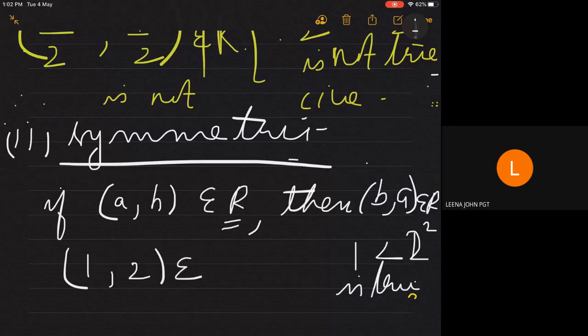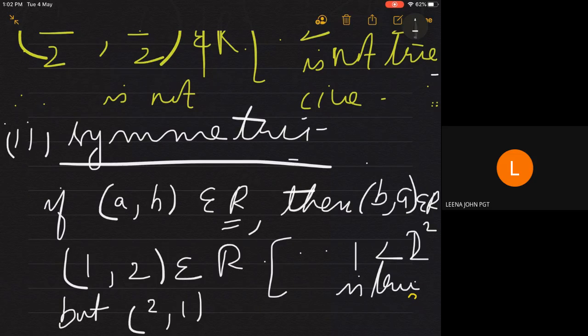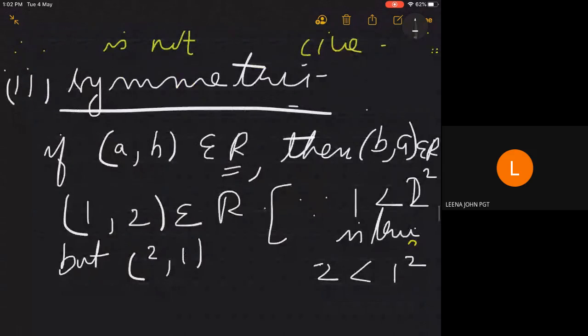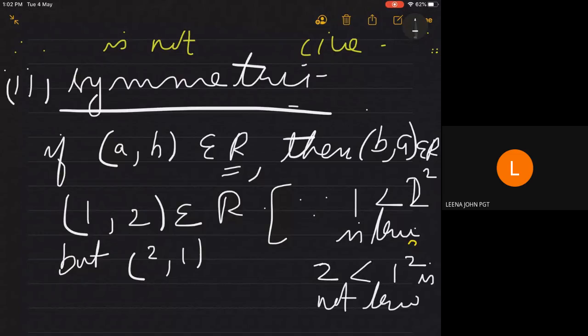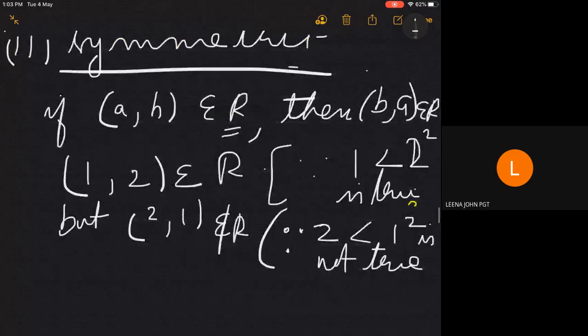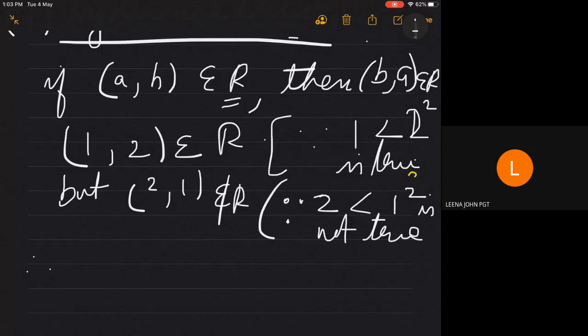What about (2, 1)? How will you check? You have to check whether 2 less than 1 square is true or not. 2 less than 1 square is not true. So that means (2, 1) is not in R, because 2 less than 1 square is not true. So the ordered pair (1, 2) is present in the relation, but its symmetric ordered pair (2, 1) is not there in R. Therefore, R is not symmetric.